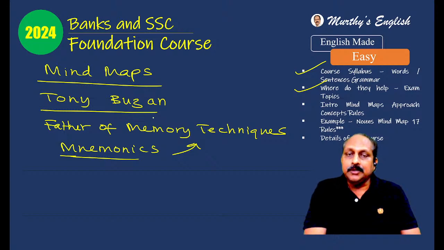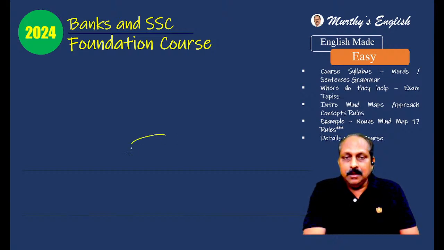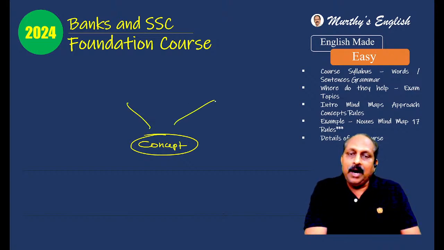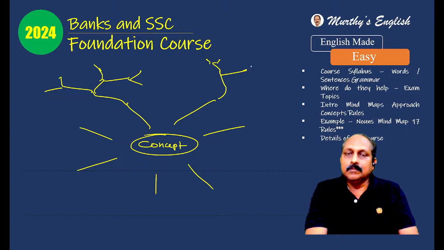And who has popularized one of the memory techniques, mind maps. And this is an approach. If you take the mind maps approach, you can master English grammar. And it was given by Tony Buzan. What is this mind maps approach? Generally, you take a concept. Imagine you want to learn about something. First, you identify the important areas related to that concept. And each area you have smaller points. Then you draw lines like this. You keep adding new information, new points.